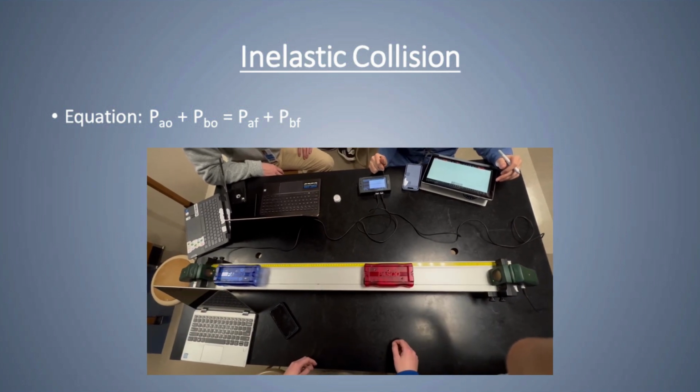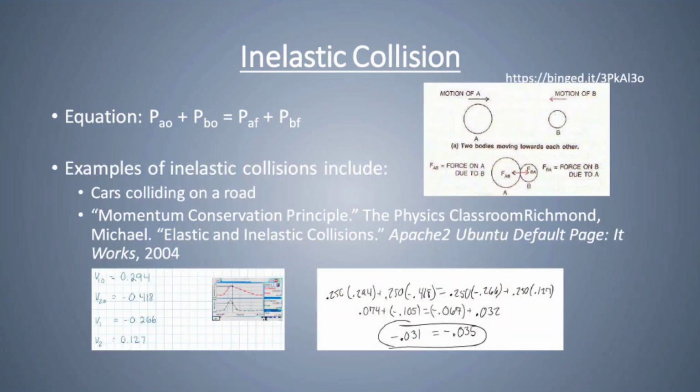And so we're still going to use the equation from the law of conservation of momentum, which is the momentum of object A plus the momentum of object B, initial, equals the momentum final of object A plus the momentum final of object B. And since we know momentum is equal to mass times velocity, we could say that the mass of object A times the velocity of object A, all initial, plus the mass of object B times the velocity of object B, all initial, equals the mass of object A times the velocity of object A final plus the mass of object B times the velocity of object B, all final.